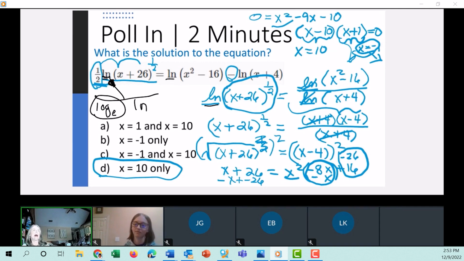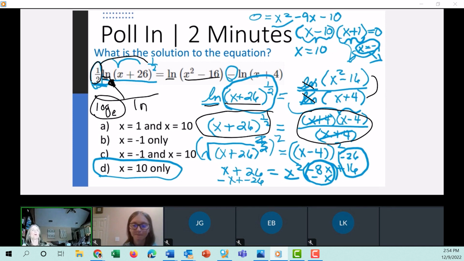And when we have a 1/2 in front of a logarithm, we can bring it up here as an exponent, which is what I did here. So I'm using the rules. When we have subtraction, we write that as division, and we can cancel out the natural log. And we can set up an expression on the right and on the left. So once we've got this set up with our rules, we have x plus 26 to the 1/2 equals x squared minus 16 over x plus 4. Then we use our algebra skills.